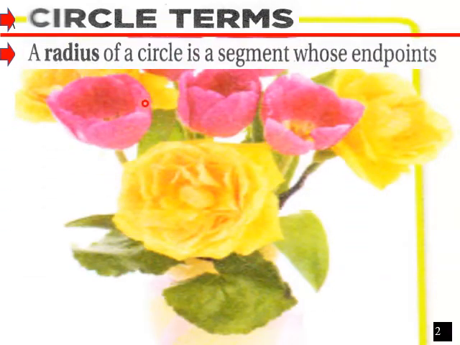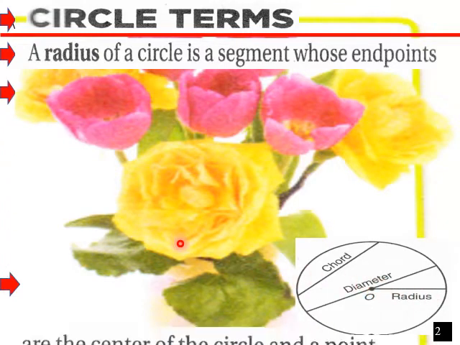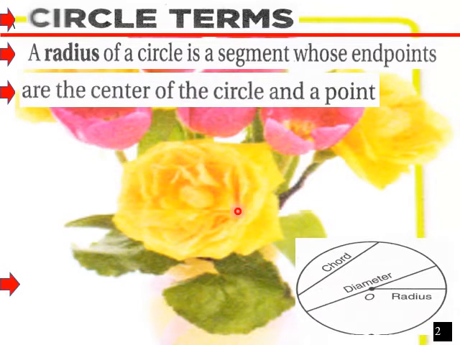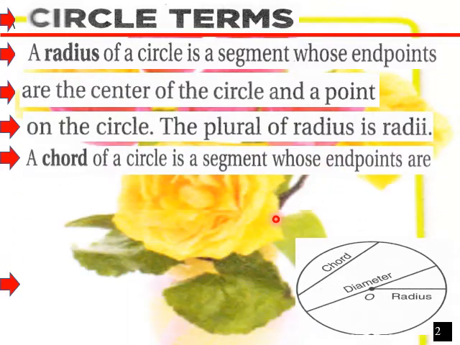And circle terms now. Radius of a circle is a segment whose endpoints, this is a radius here, are the center of the circle, this is your center, and a point on the circumference, right? A point on a circle. The plural of radius is radii.